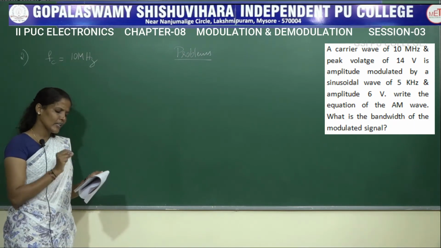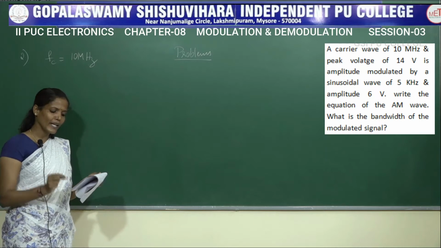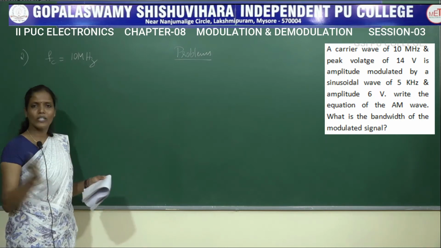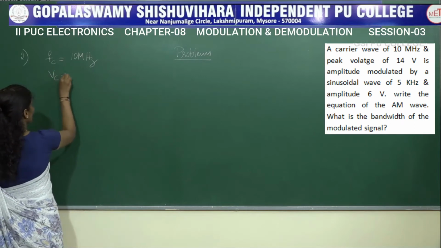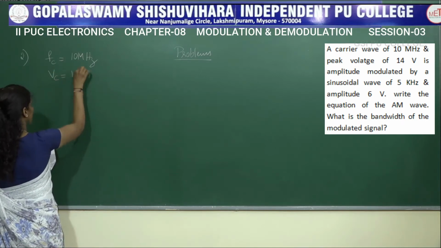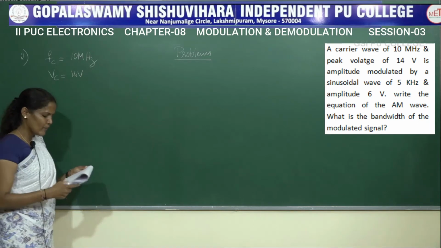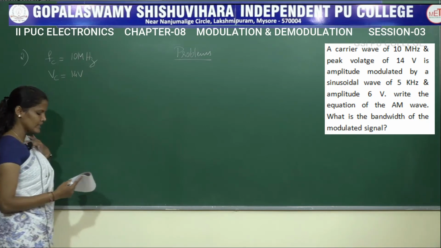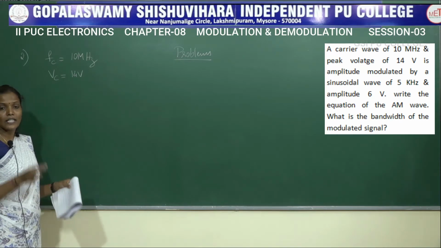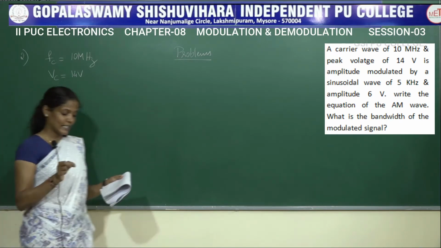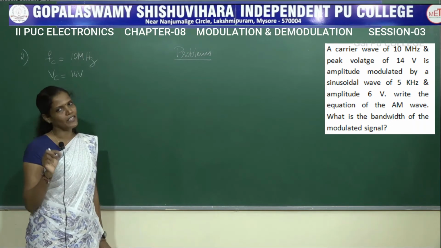A carrier wave of 10 megahertz and peak voltage of 14 volts, given in one sentence. So the peak voltage of the carrier signal is 14 volts, is amplitude modulated by a sinusoidal wave of 5 kilohertz. Amplitude modulated by a sinusoidal wave.